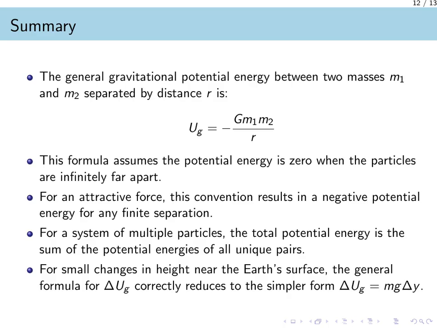Finally, it is important to see that this general formula is consistent with our earlier work. For small changes in height near the Earth's surface, the change in this general potential energy, delta U sub g, correctly simplifies to the familiar expression m times g times delta y. The key takeaway is that gravitational potential energy is negative for bound systems and is calculated by summing the contributions from all pairs of masses.